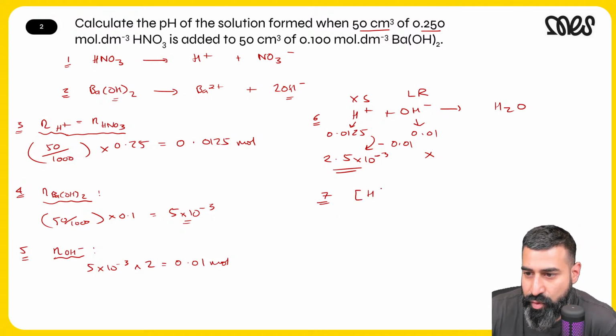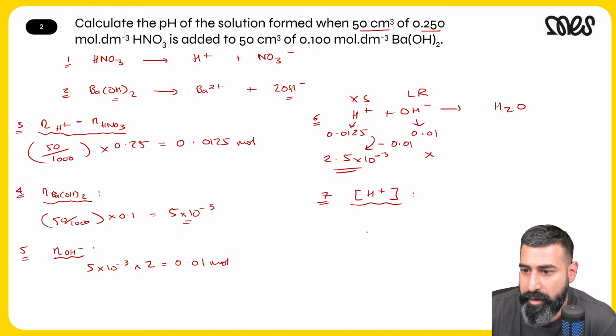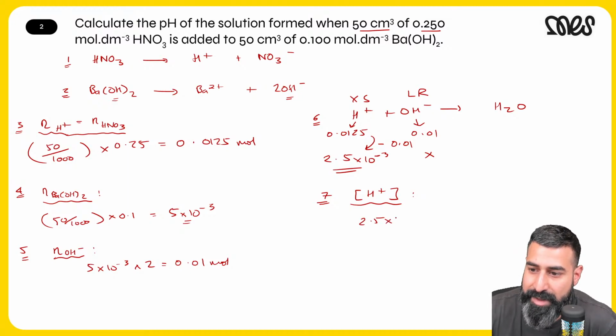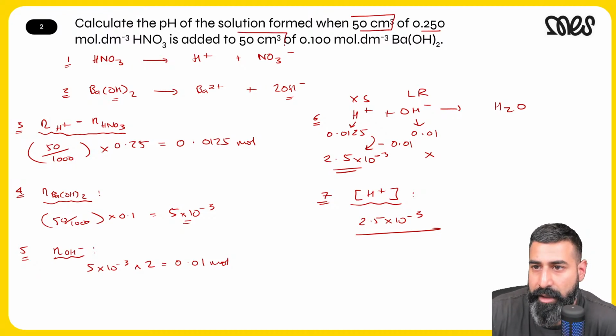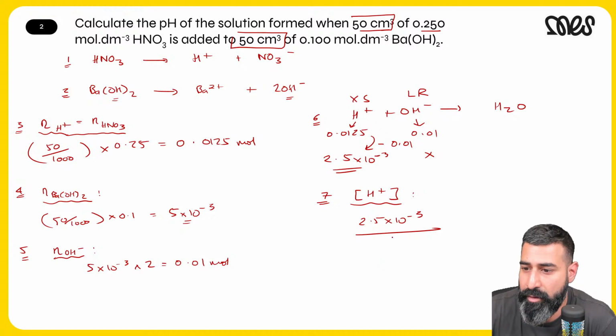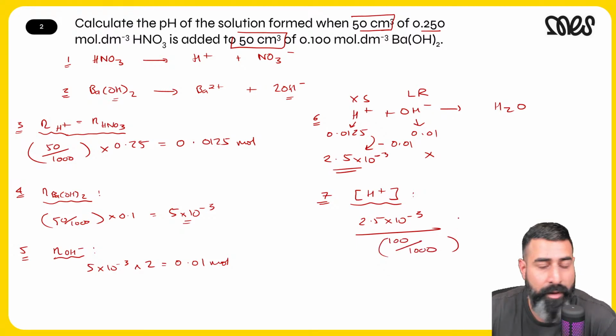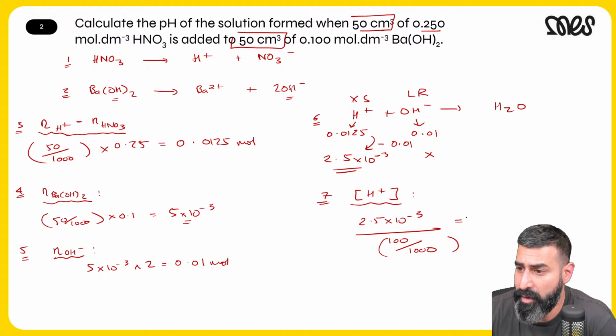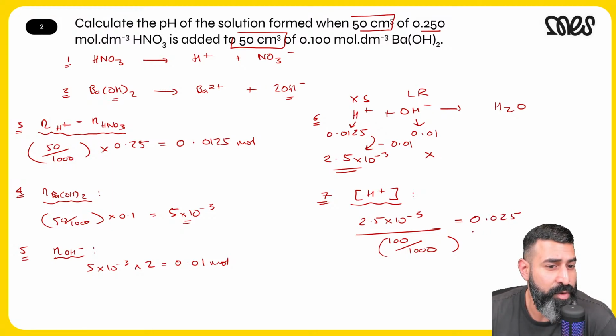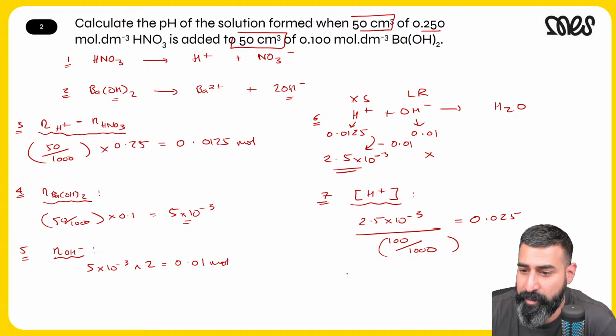So let's work out the concentration of hydrogen ions. The concentration is going to be 2.5 times 10 to the minus 3 divided by the total volume. And look, the total volume is 50 plus 50, okay? So 50 plus 50 makes 100. Divide it by 1,000 to give you the hydrogen ion concentration. So some of you are faster than me. 0.025. Yeah, good stuff, people.